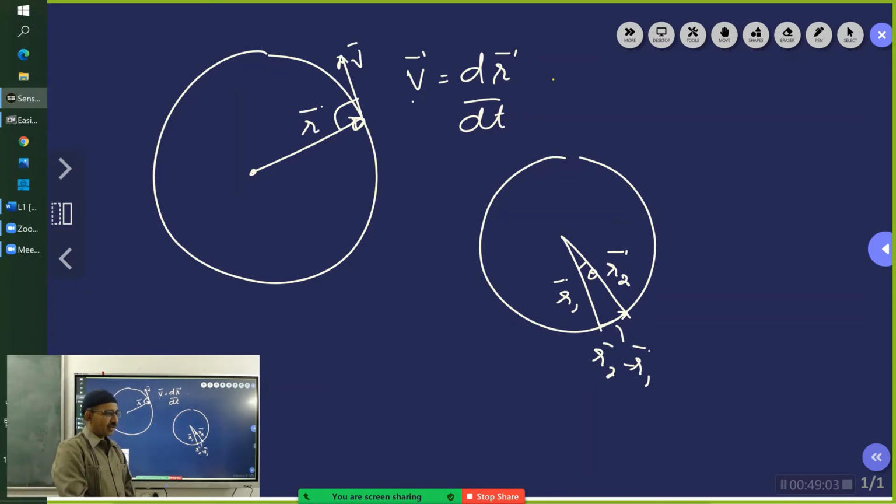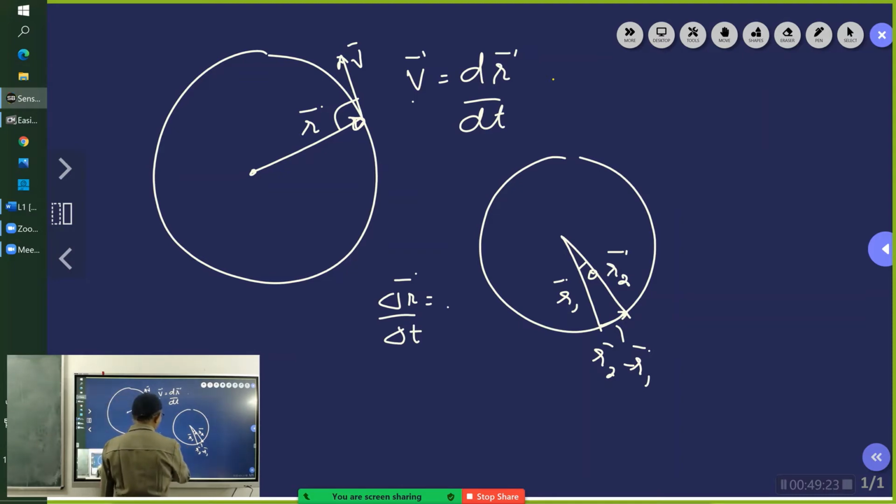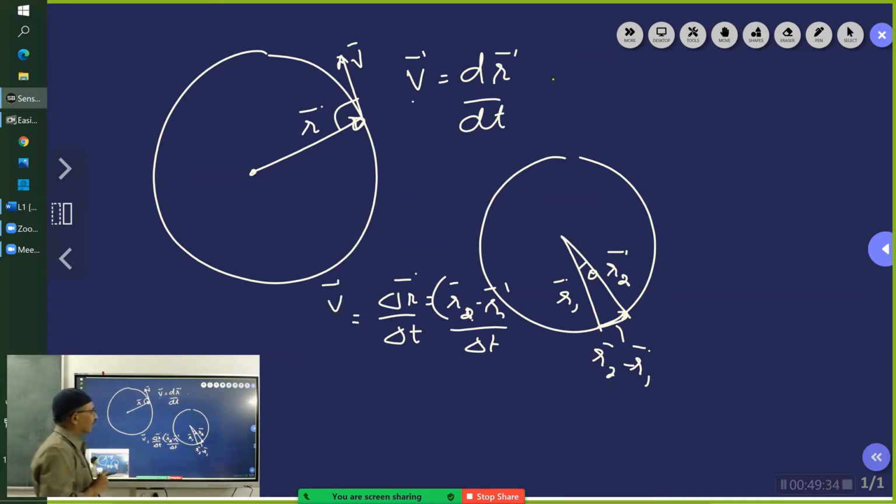If you go by that approach, you will go to acceleration and then come back to that. You are telling delta R bar is equal to R2 bar minus R1 bar. That is this vector, and this divided by delta t, you are telling, is V bar. That is precisely what you are telling.